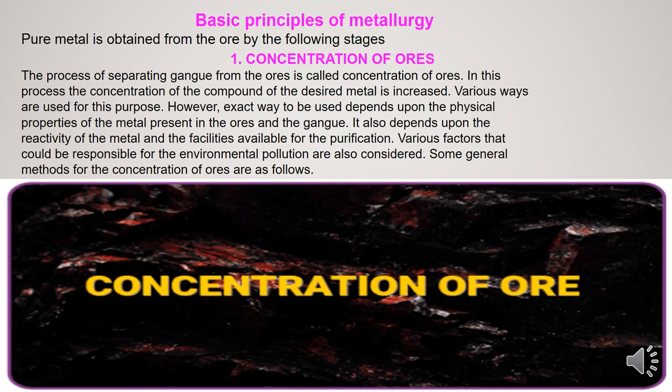In this process, the concentration of the compound of the desired metal is increased. Various ways are used for this purpose. However, the exact way to be used depends upon the physical property of the metals present in the ores and the gangue. It also depends upon the reactivity of the metal and the facilities available for the purification. Various factors that could be responsible for environmental pollution are also considered, so that it does not create problems or pollution in the environment. Some general methods for the concentration of ores are given below.